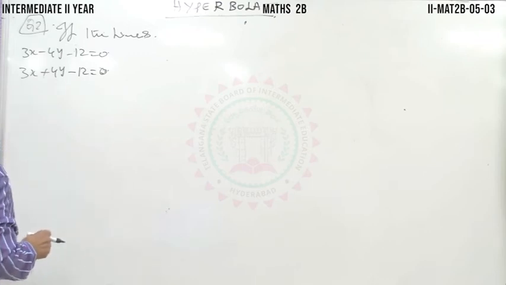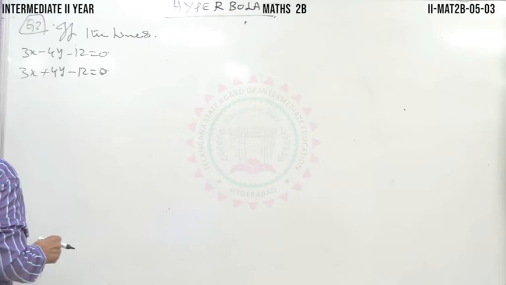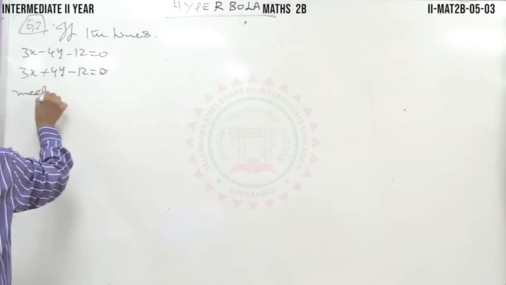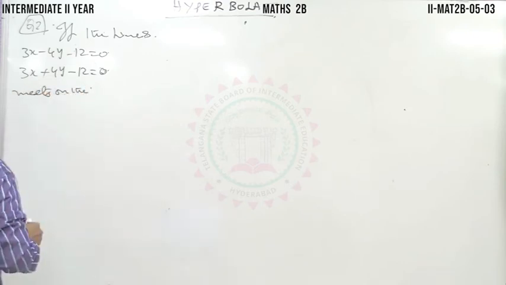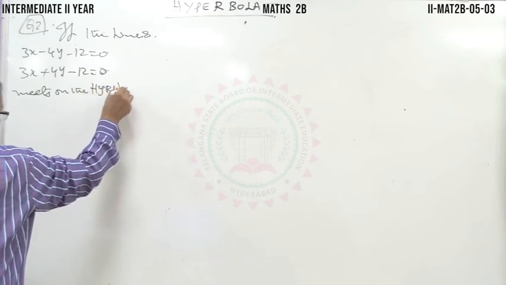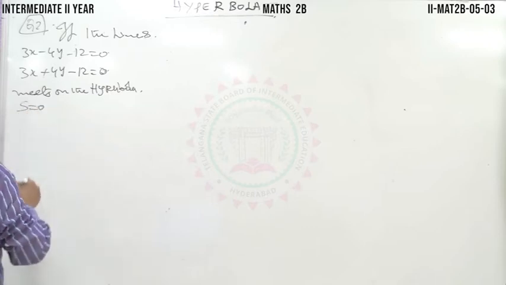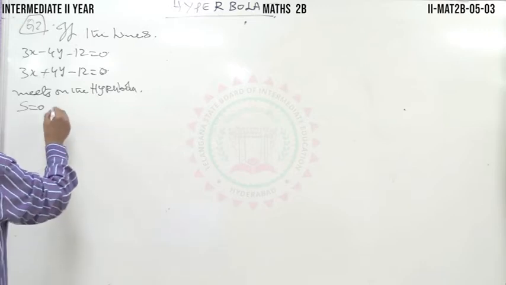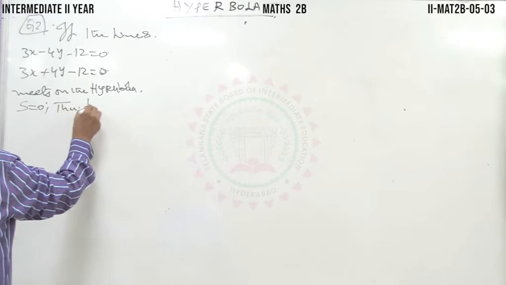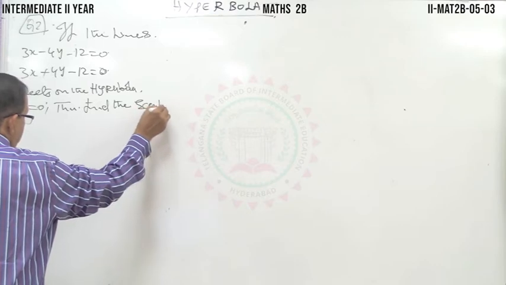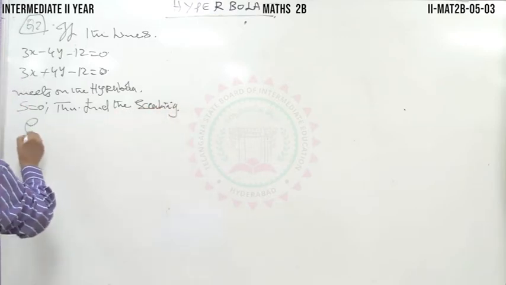If the lines 3x minus 4y minus 12 and 3x plus 4y minus 12 are equal to 0, these lines are meeting on the hyperbola S is equal to 0. Then find the eccentricity. Eccentricity, you all know, is represented by E. E is equal to how much?